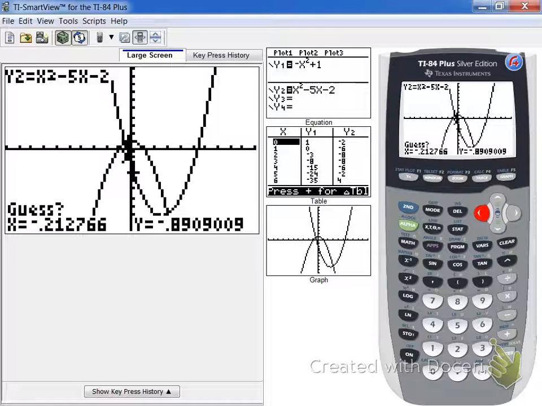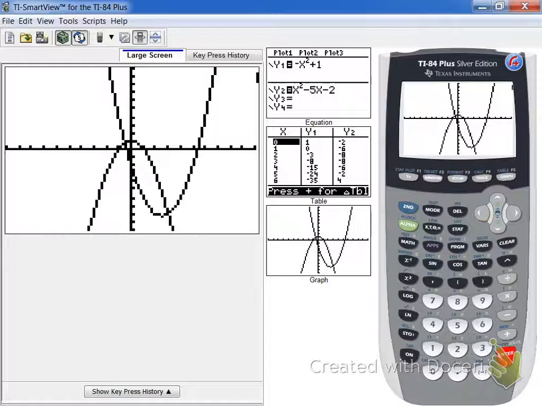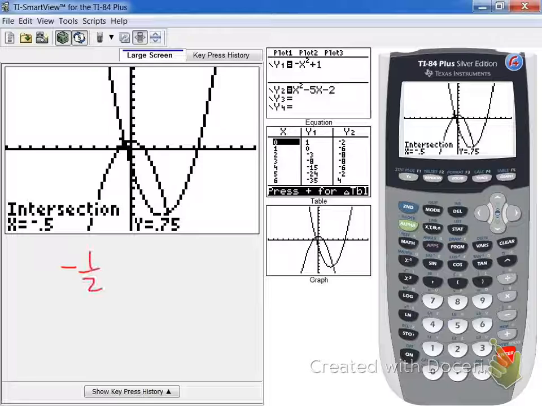Here's the difference between solving for 1 and solving for 2. When you're solving for 2, you actually have to make a guess near where the intersection is, because if you don't, it might gravitate towards the other intersection. So let's make a guess here. Alright, so our first intersection point is going to be x is equal to negative 0.5, or negative 1/2, and my y is going to be positive 0.75, or a positive 3/4. So that's going to be one of my intersection points: negative 1/2 and 3/4.